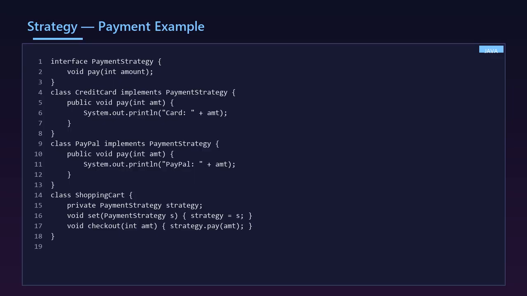Without strategy, you'd write if payment type equals credit card, do this. Else if PayPal, do that. Every new payment method, another else if.